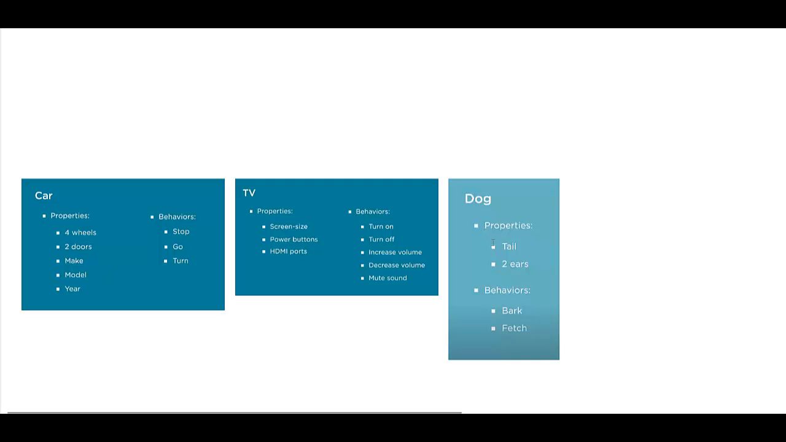The dog has the properties that it has a tail and 2 ears. And what the dog does, that is the behavior of the dog. It can bark and fetch.